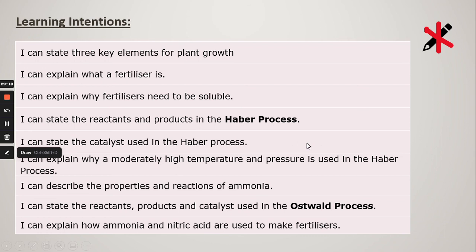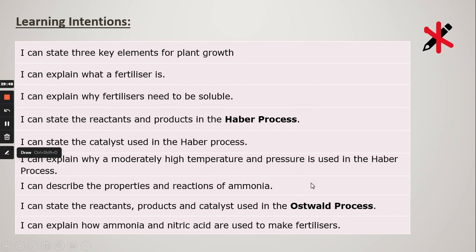It's an iron catalyst, and nitrogen and hydrogen are the reactants, and they are used to make ammonia. You should be able to explain why a moderately high temperature and pressure is used in the Haber process. Now actually we didn't cover pressure, I'll need to take that one out. So the moderately high temperature is used because if the temperature is too low, the reaction rate is too slow, but if the temperature is too high, the ammonia breaks down. Sorry about that wee mistake there.